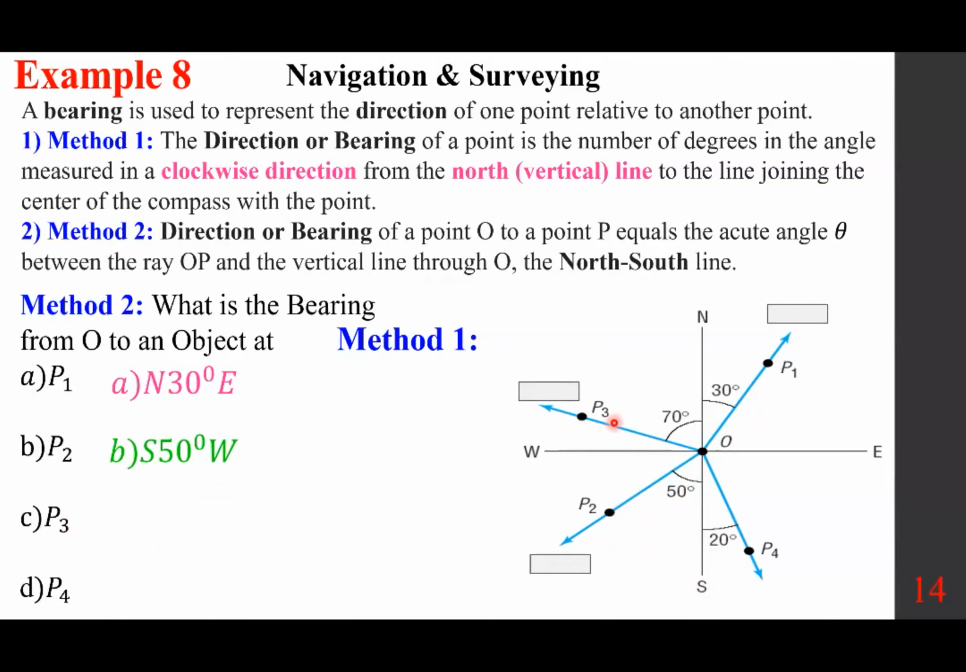P3 is closer to the north. So we start with the north. It makes a 70-degree angle to the left of it. So north, 70 degrees. Which side? West.